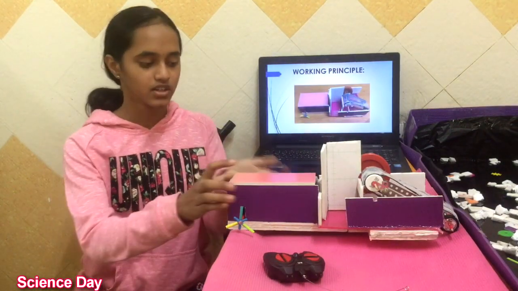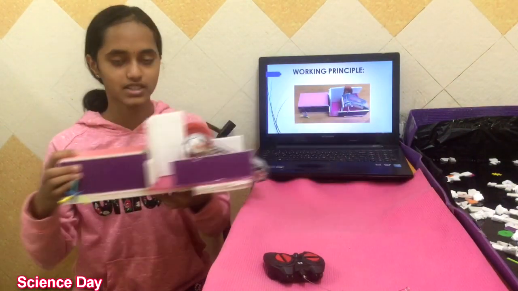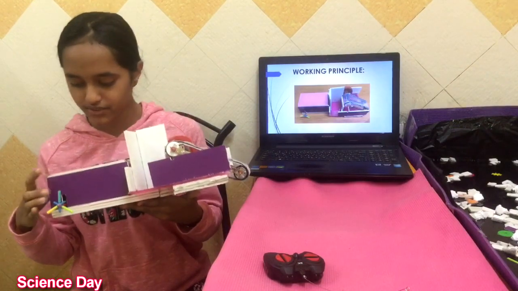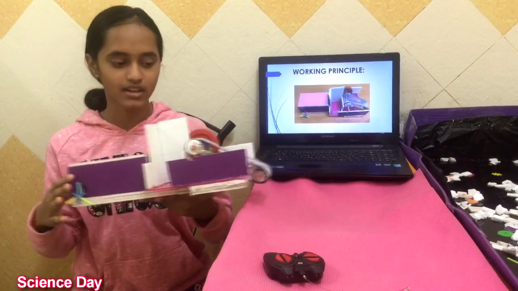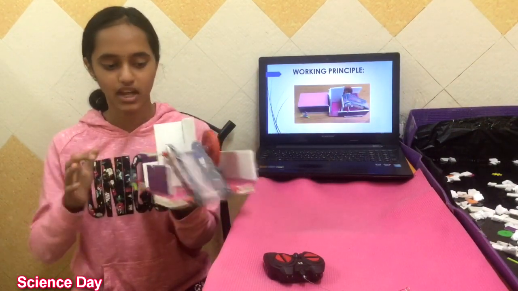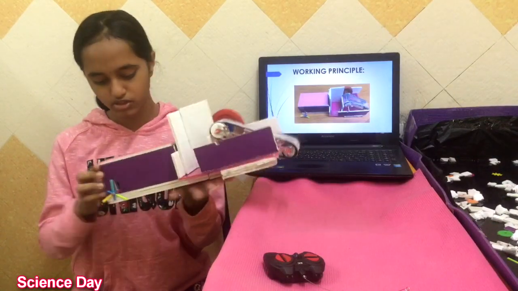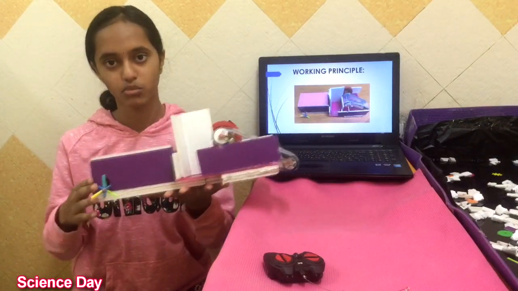Working principle. So the boat has two basic working principles. The first is for the boat to move forward and the second is for it to pick up the waste. So I've used two propellers here to move the boat forward.